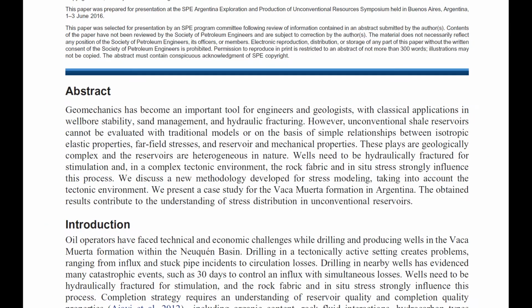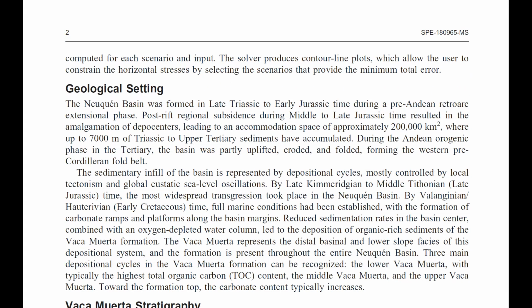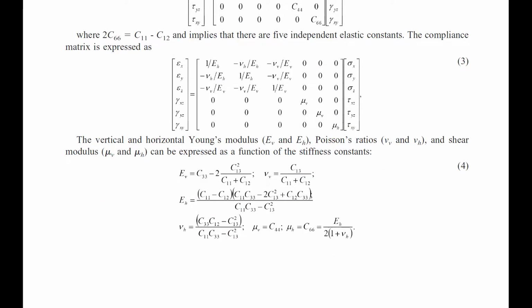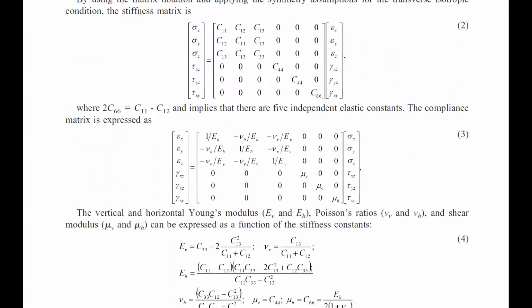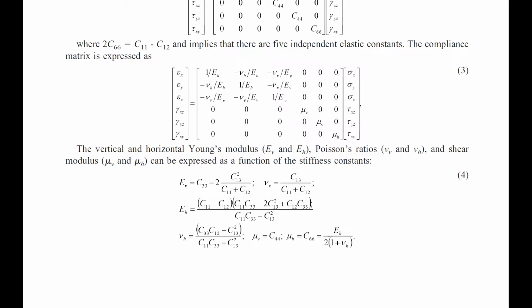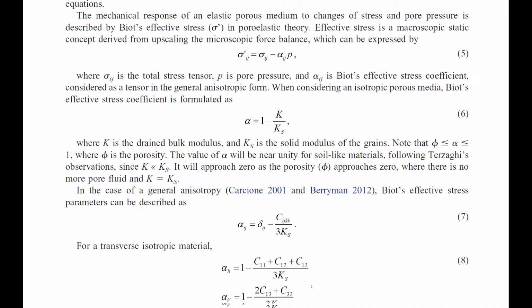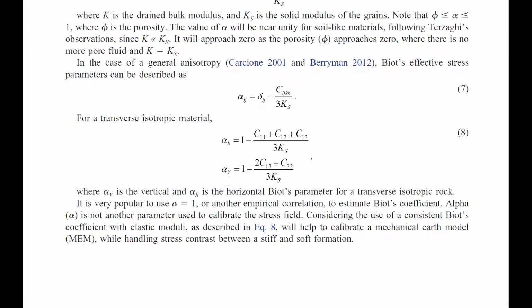All right. So in this paper, they use this anisotropic model. And it's the one I used to give you the first assignment. Here you can see the matrices that we have used: stiffness matrix, compliance matrix, the equations that allow you to calculate those moduli as a function of the stiffness coefficients. Here is the effective stress law with the Biot coefficient. And we'll talk about this later on.